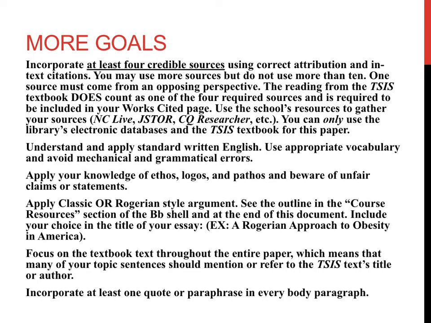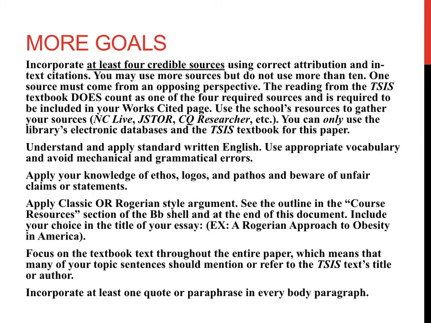So you're going to have at least 4 credible sources using correct attribution and in-text citations. So that means every time you use a quote or paraphrase in your essay, you need to have an in-text citation, which usually means the author's last name and page number. An in-text citation is also called a parenthetical citation sometimes. You can use more sources than the 4, but don't go over 10 because then it just gets redundant. This isn't that long of a research paper, so you don't need more than 10.